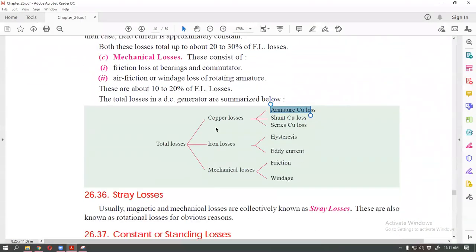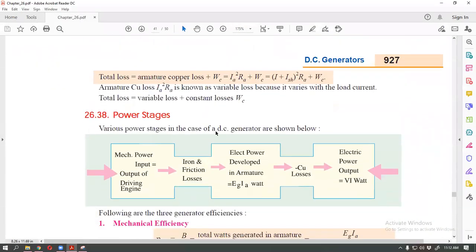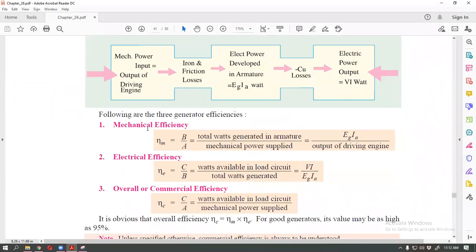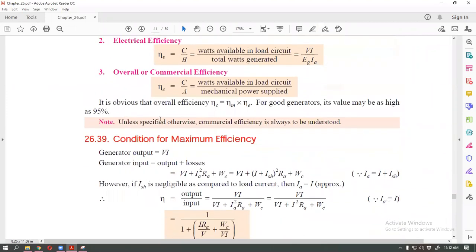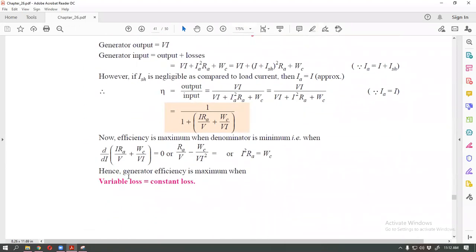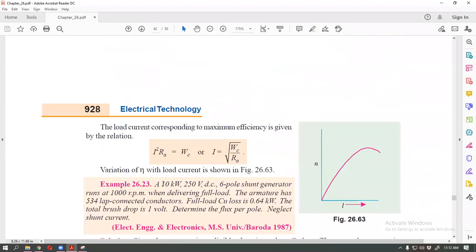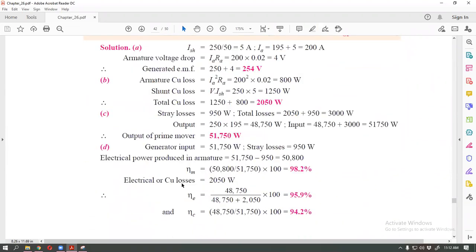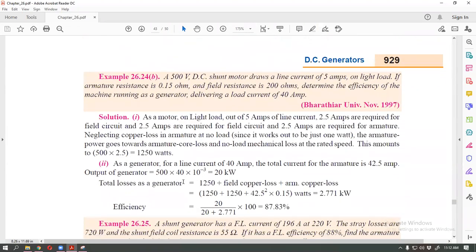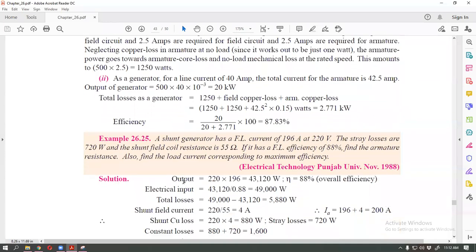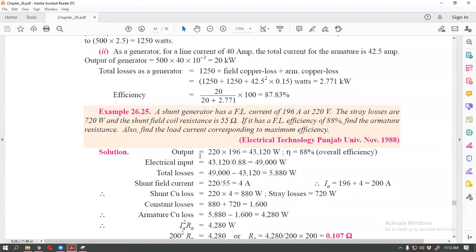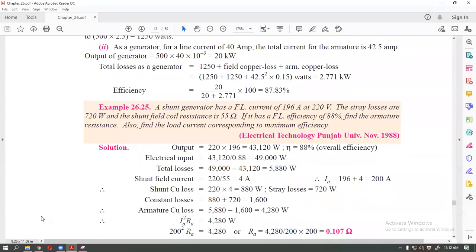Now solve another problem. This part, power stage, is already finished. Our mechanical efficiency and overall efficiency are finished, and the condition for maximum efficiency is finished. We already finished this problem. Now suppose we solve this problem. Clear?